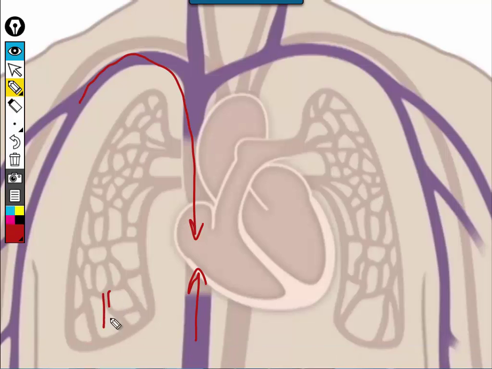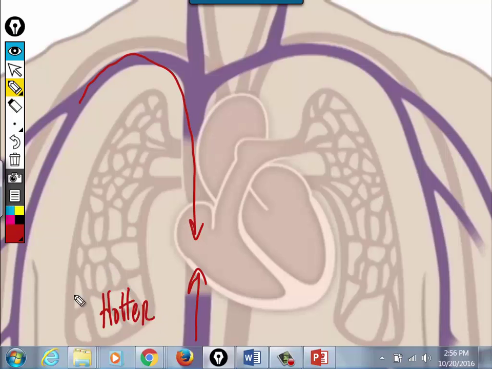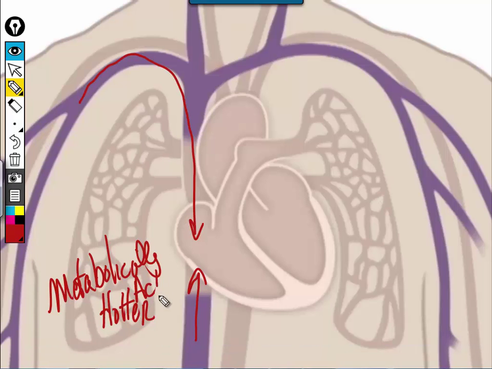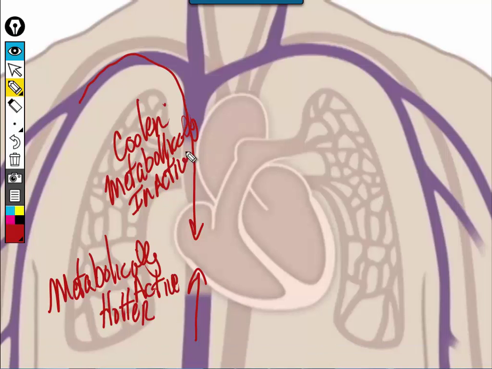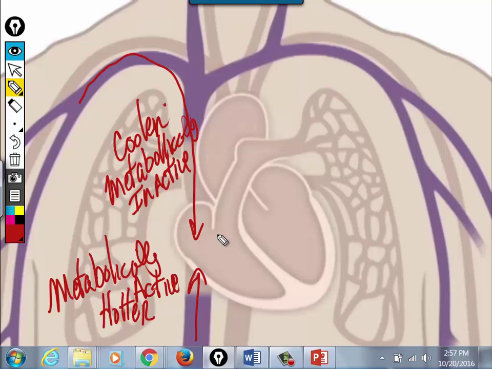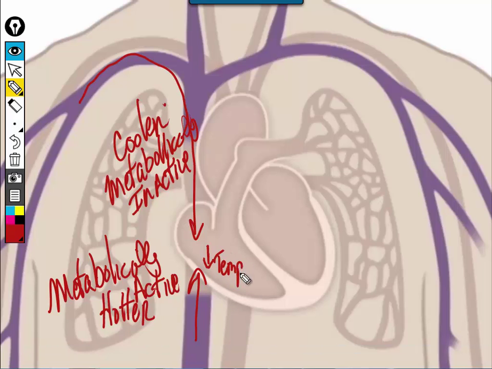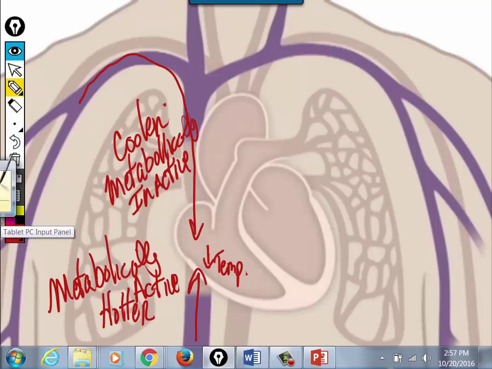So the much hotter blood from the metabolically active parts is going to mix with the cooler blood from the relatively metabolically inactive parts. So the overall temperature of the blood when it reaches the right side of the heart is going to go down. So the temperature of that blood, once it gets into the right side of the heart, is going to be lower than it was at the level of the cell. So that blood now is going to be pumped to the lungs.